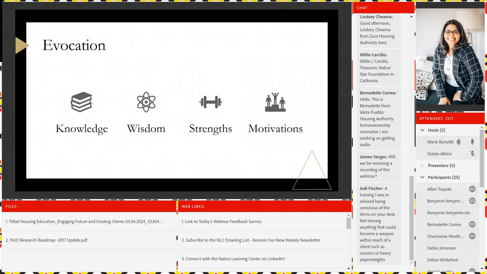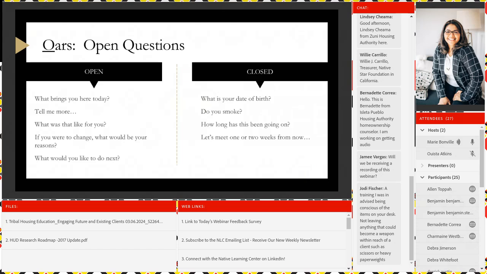Before I get into the OARS method, the last one is evocation. We talk about knowledge, wisdom, things that they've learned, things they're proud of. We build that so that we have, as a relationship, the client and I, a strength that we can then talk about some things that maybe are negative, right? Or let's talk about the credit history that they're not so excited to discuss with us today, right? And then motivation, right? This is where you're building their strength to motivate them to do things that need to be done. So going back to the OARS method, you want your questions to be open, right?